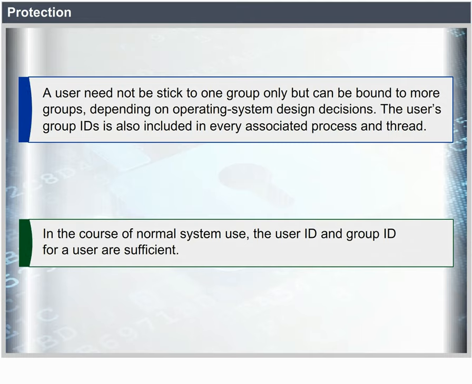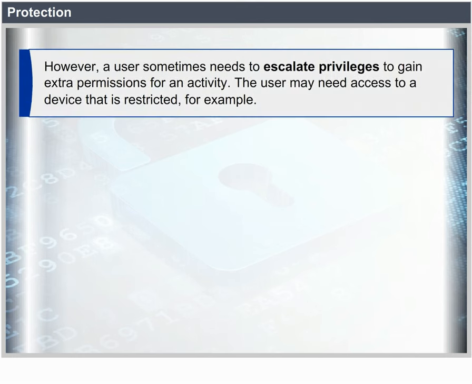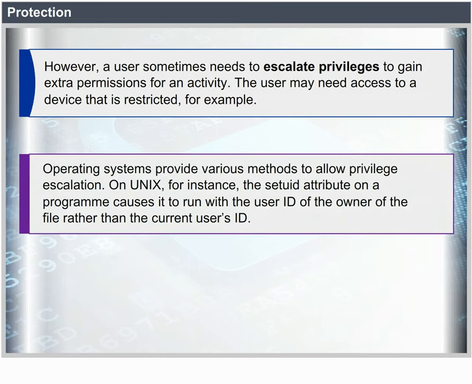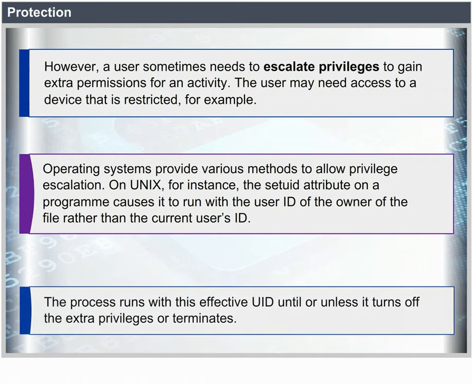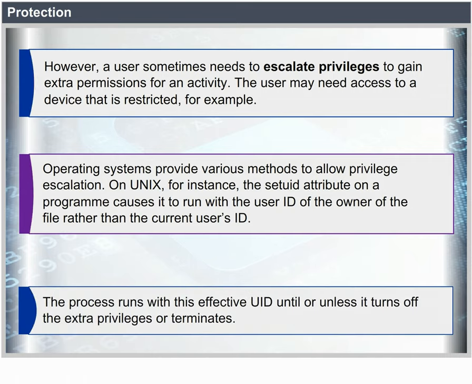However, a user sometimes needs to escalate privileges to gain extra permissions for an activity. The user may need access to a device that is restricted, for example. Operating systems provide various methods to allow privilege escalation. On Unix, for instance, the setUID attribute on a program causes that program to run with the user ID of the owner of the file rather than the current user's ID. This process runs with its effective UID until it turns off the extra privileges or terminates.